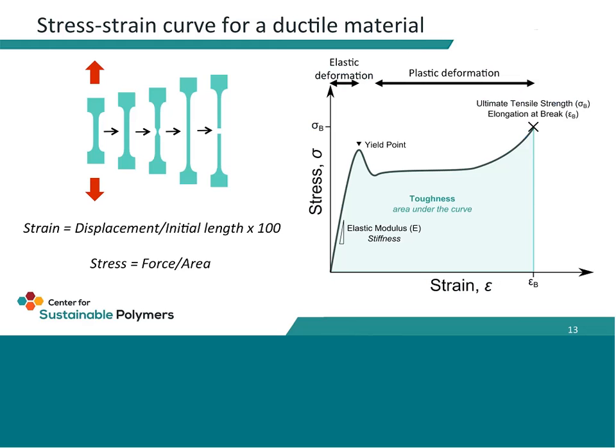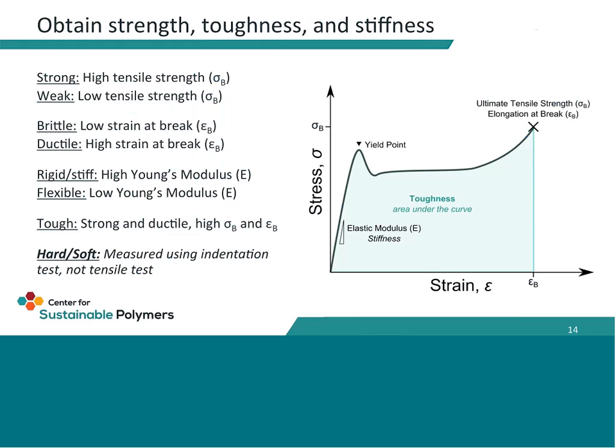So now how do we take all of these quantities that we can get from a stress-strain curve in a tensile test back to our everyday words we use? Well, depending on where the ultimate tensile strength is, we can say the material is either strong or weak, depending on whether it has a high ultimate tensile strength or a low ultimate tensile strength.